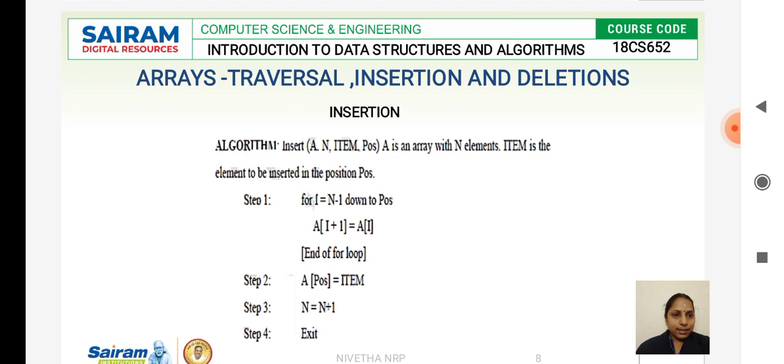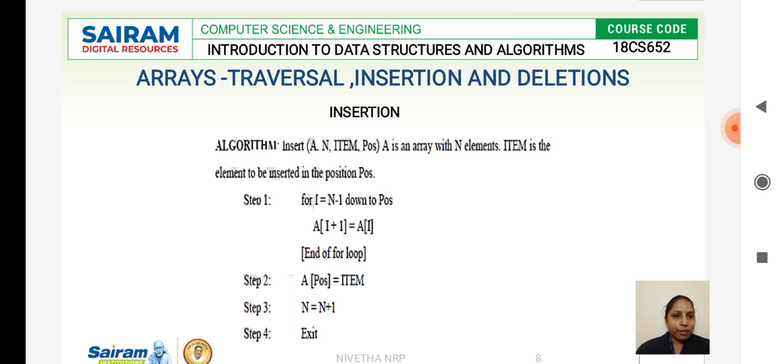Insert is a keyword. A is nothing but the array of n, where n is the size of the array. Then you are going to insert the element. Item represents the value of an element, the element you are going to insert, and POS represents the position where it has to be inserted. Clear? These are all the terminologies we use in the algorithm. A is the array, N is the number of elements in the array, Item is the data to be inserted, and POS is the position where the data has to be inserted.